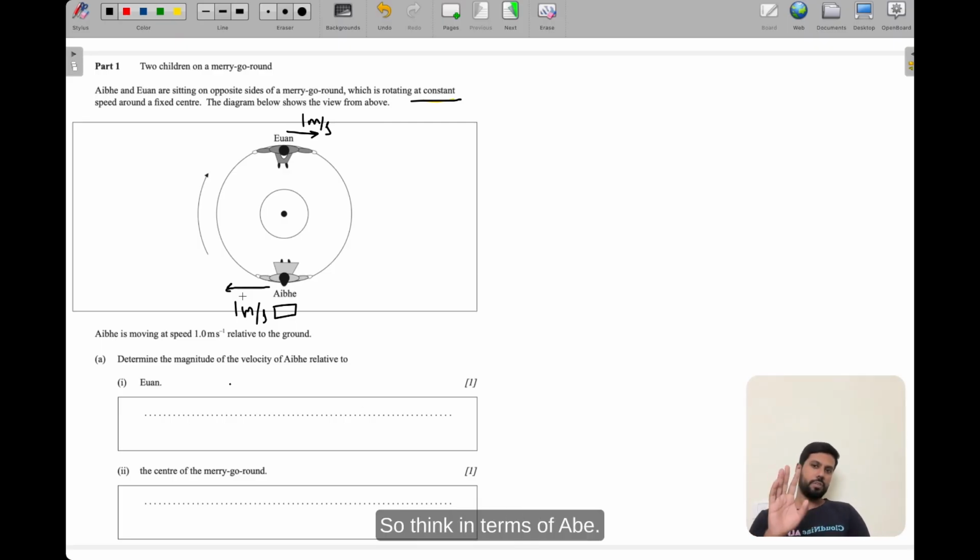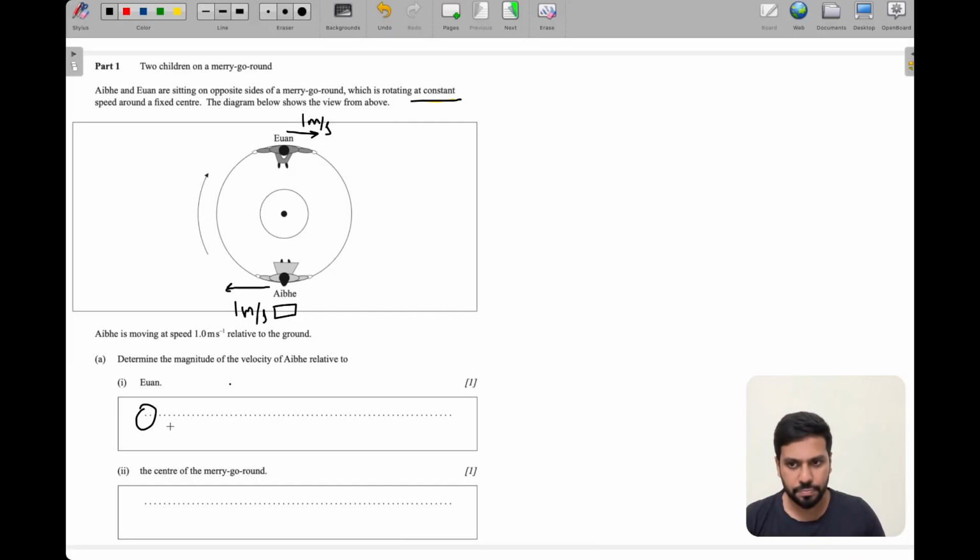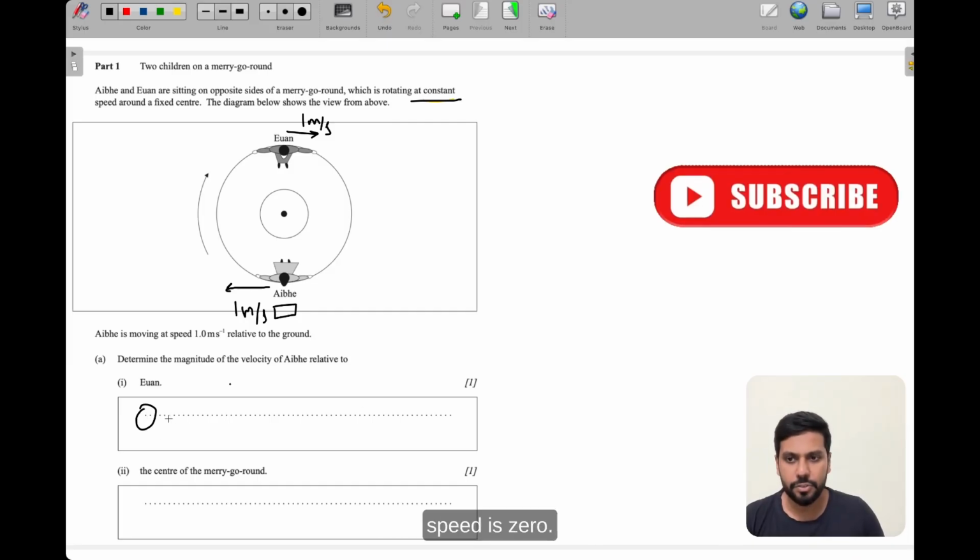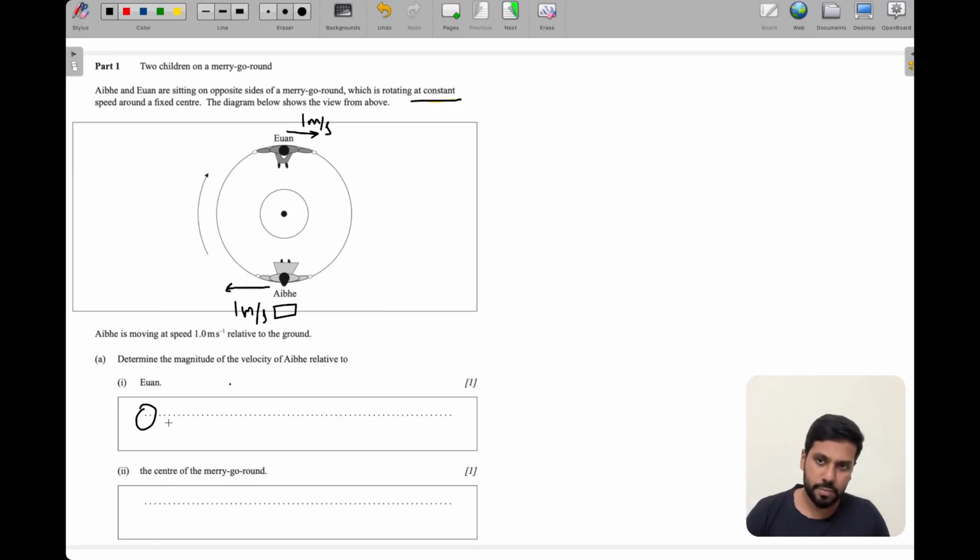So think in terms of Abe looking at Eon, or in terms of Eon looking at Abe. Technically, Abe is just sitting still in front of him. So the relative velocity of Abe with respect to Eon is actually zero. I would say the relative speed is zero. But there is another way of looking at it.